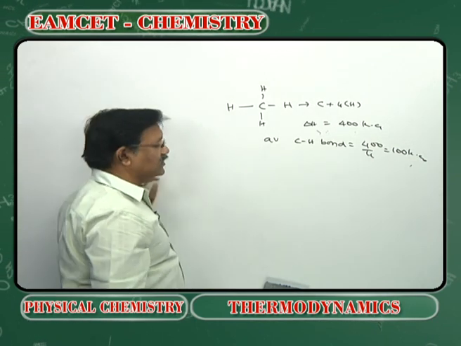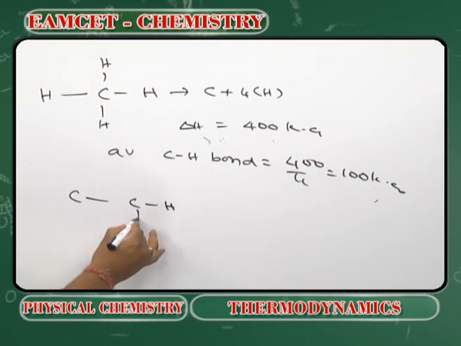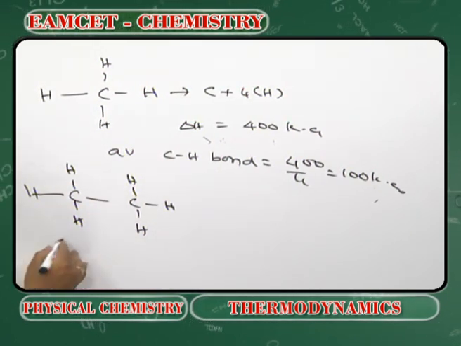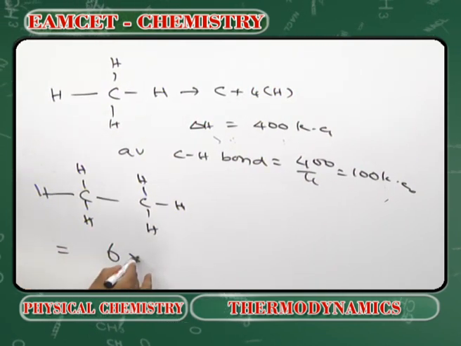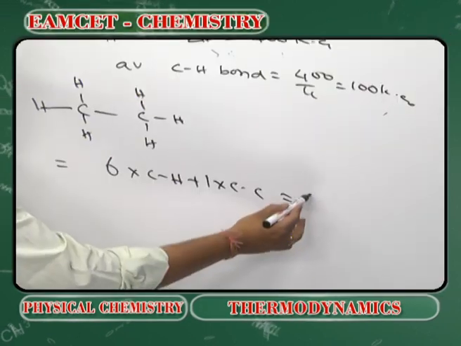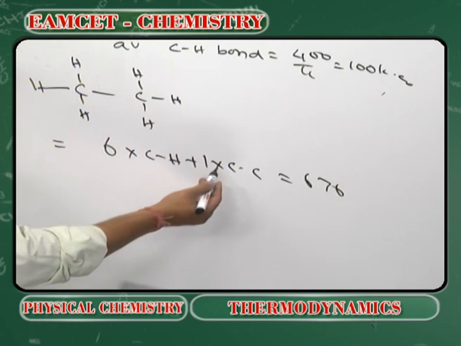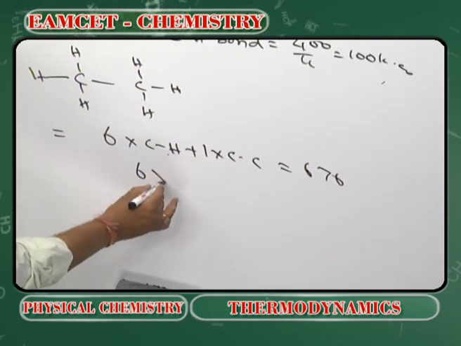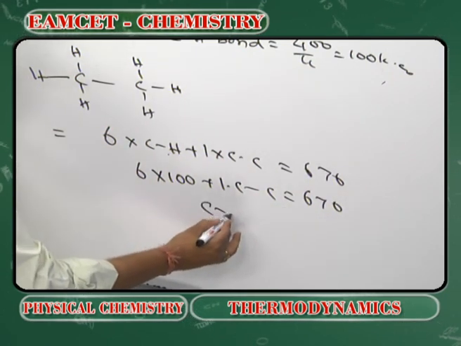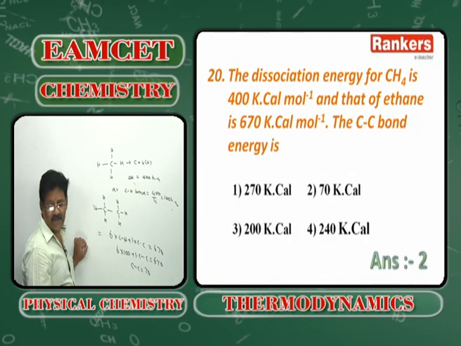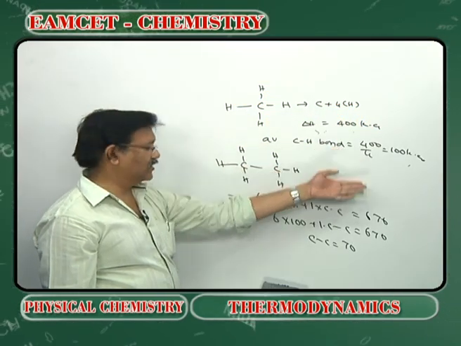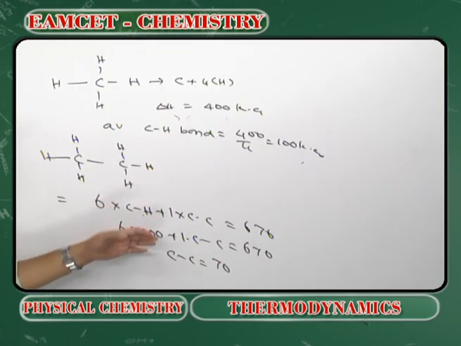Now C2H6 contains 6 CH bonds. What is the dissociation energy for C2H6? 6 into CH plus 1 into CC is equal to 670. So 6 into 100 plus 1 into CC bond energy is equal to 670. CC bond energy is approximately equal to 70 kilocalories. Option 2 is the answer. From methane we got the CH bond energy.